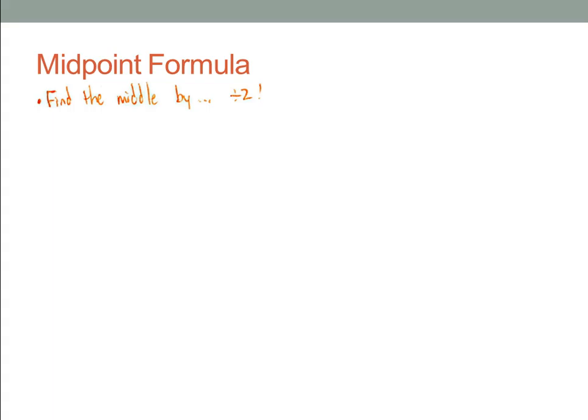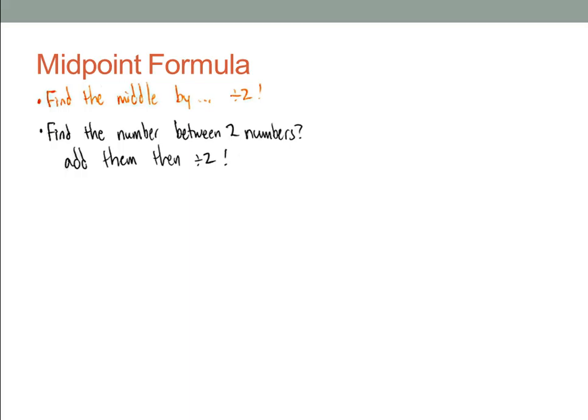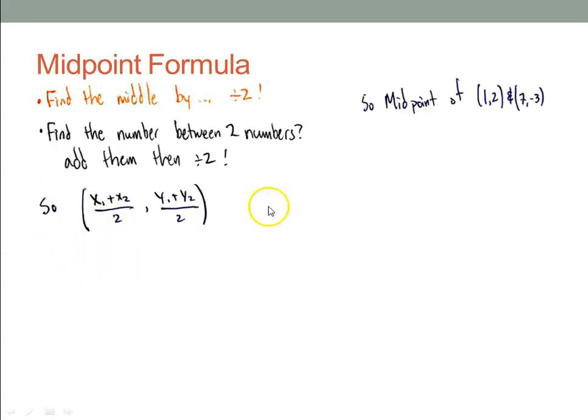All right, so let's talk about the midpoint formula. How do you find the middle of something? Well, you define the middle by dividing by 2. And how do I find the number between two numbers? Well, I just add them and divide by 2. So if I have 2 points on the coordinate plane, all I'm going to do is add the x's together, divide by 2. Add the y's together, divide by 2.